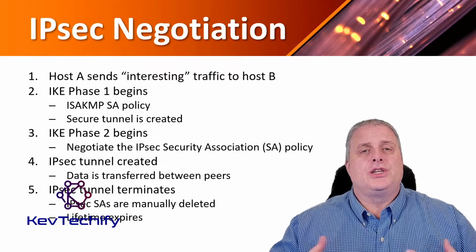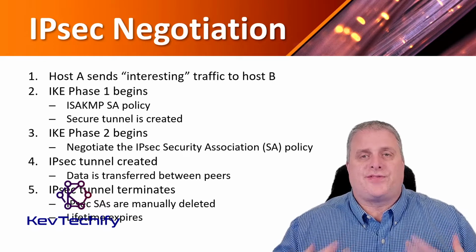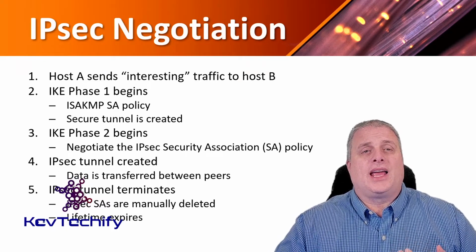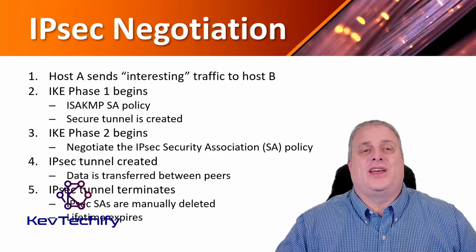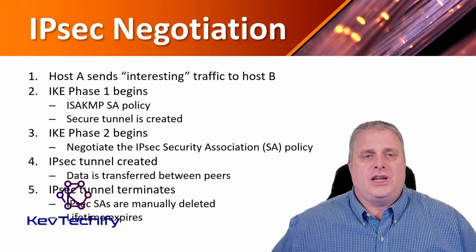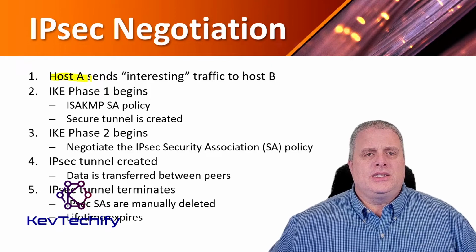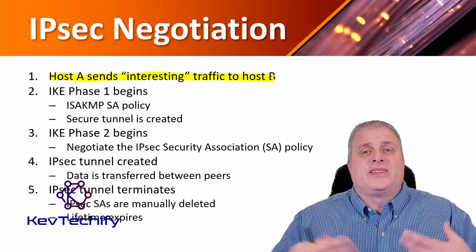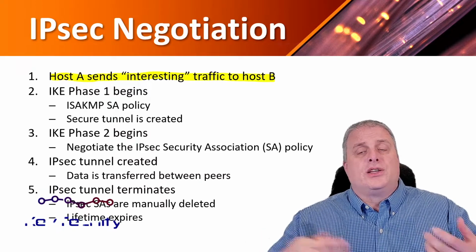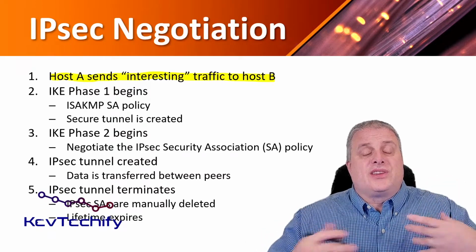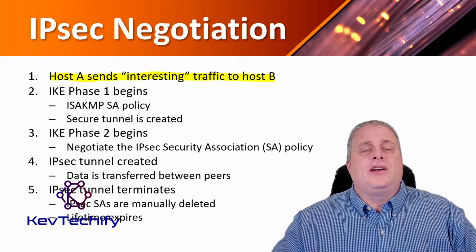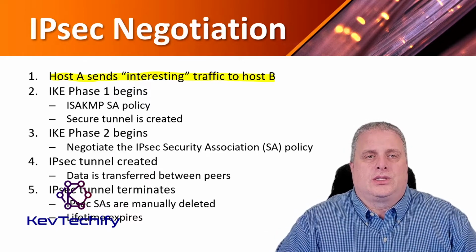IPsec negotiation to establish a VPN involves 5 steps, and this includes IKE Phase 1 and IKE Phase 2. The first step is that an ISAKMP tunnel is initiated when host A sends interesting traffic to host B. Traffic is considered interesting when it travels between the peers and meets the criteria that are defined in the access control list.